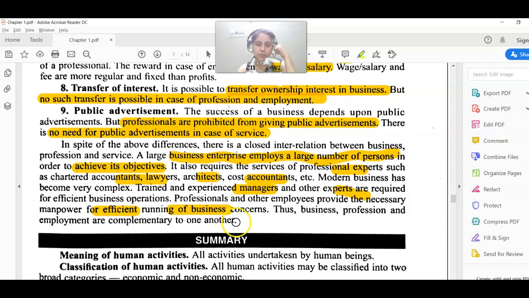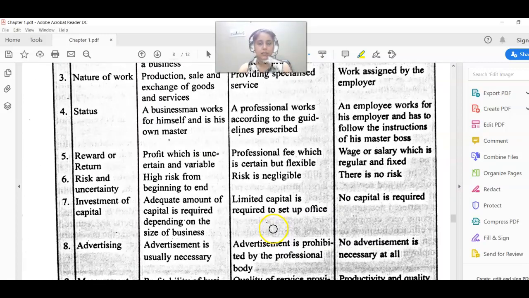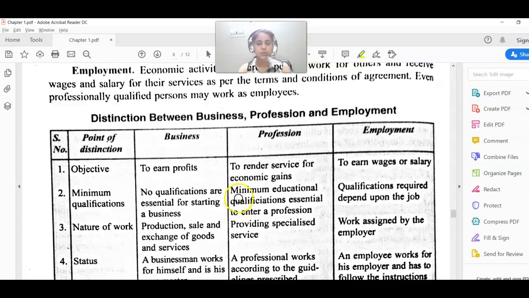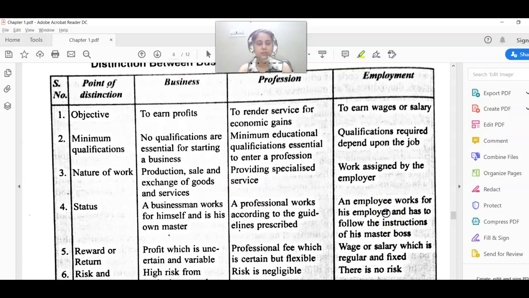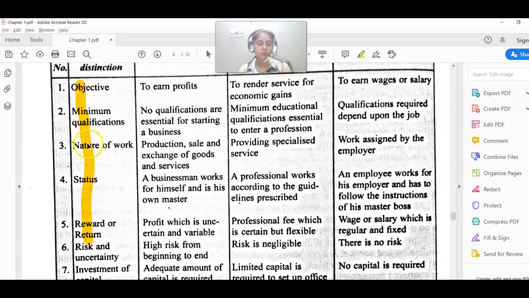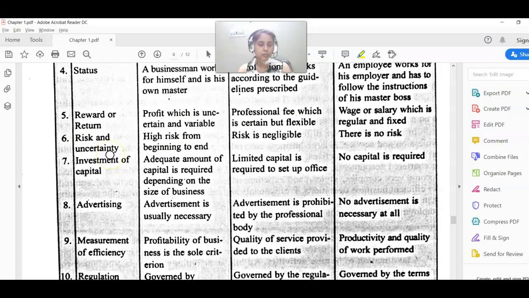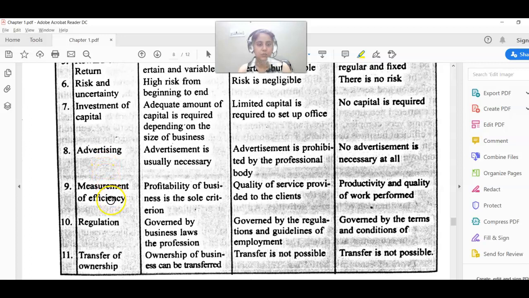So you can get a question from this paragraph as well. They can write just one line that there is a close interrelation between business, profession, and services, and ask you to explain what these three are and how they are interrelated. You can get a question like this also. So you have a good table differentiation between these three. All this is explained, but I want you all to learn all these: objective, minimum qualification, nature of work. Everything is explained. I have done that in the above explanation. You will find all of them here.